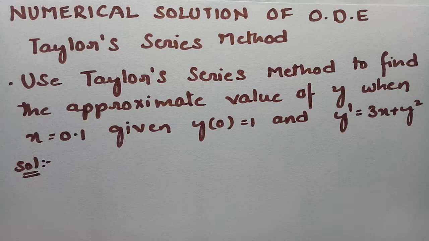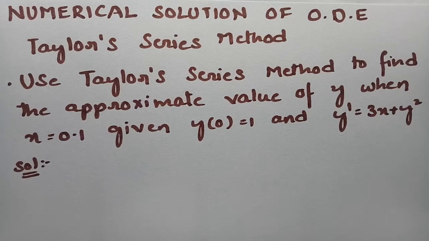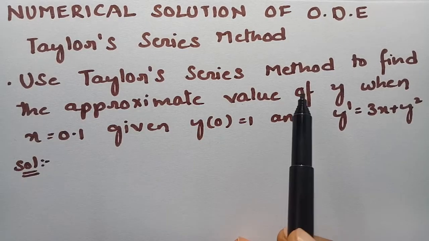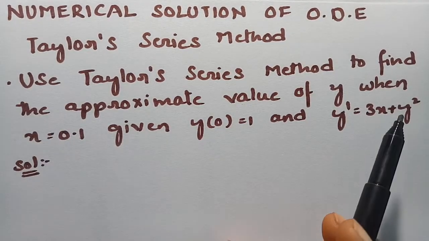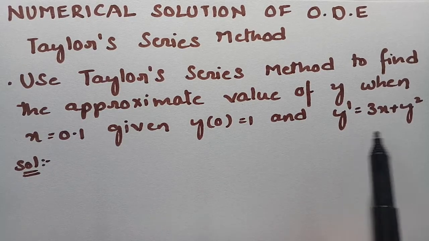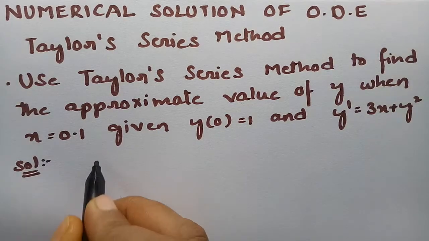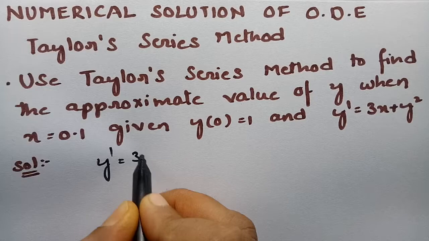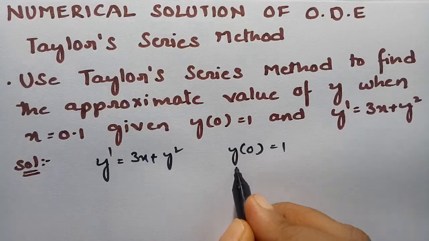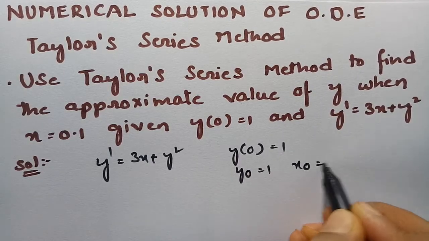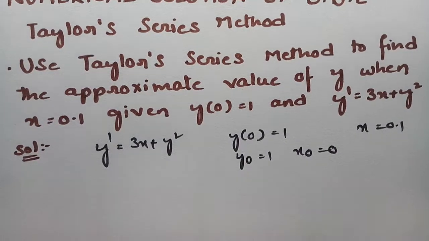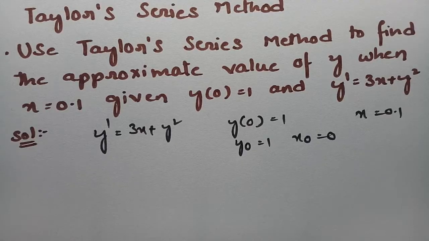And without any further delay, let's get started to solve the problem on the screen. This is the problem from numerical solutions of ordinary differential equations. We have to use Taylor series method to find the approximate value of y when x is 0.1, given y at 0 is equal to 1 and y dash is equal to 3x plus y square. Which means y naught is equal to 1 and x naught is equal to 0, and here our x value is 0.1. So we have to find it using Taylor series method.